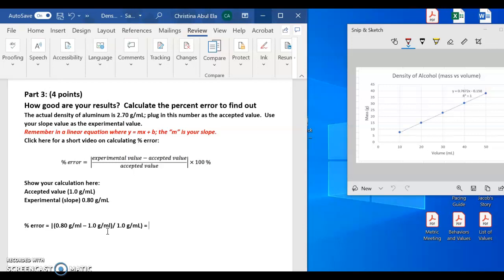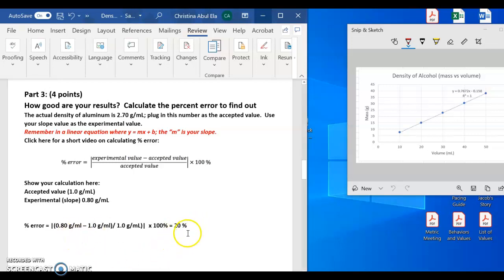So I'm going to go ahead and take 0.8 minus 1, and then I'm going to divide that by 1, which again, you don't really have to. And I end up with a negative 0.2, which again, I want to take the absolute value of that. Oh, I forgot to put my absolute value symbol there. So it becomes a positive 0.2. And then I want to multiply that by 100% to change it to a percentage.